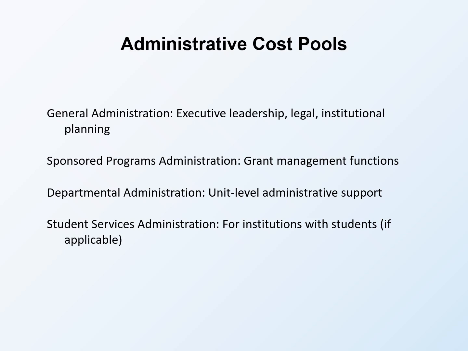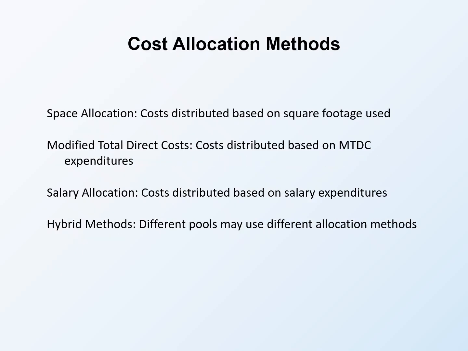Student Services Administration applies to institutions with students. Registrar functions, student affairs, and related services support the educational mission. For institutions where research and education intertwine, student services costs may be allocated partially to sponsored programs based on their supporting role. Different types of costs are allocated using different methods that best reflect how those costs relate to activities.